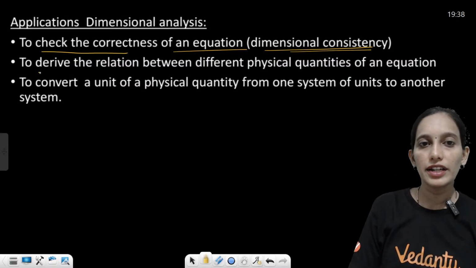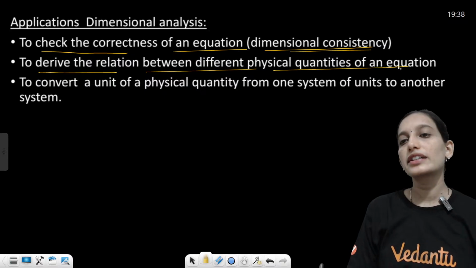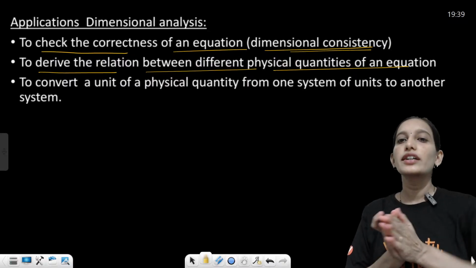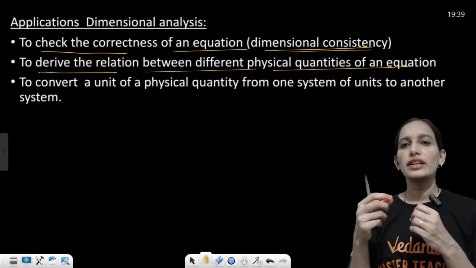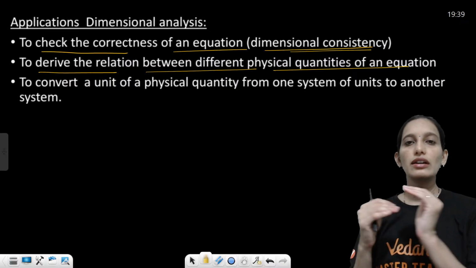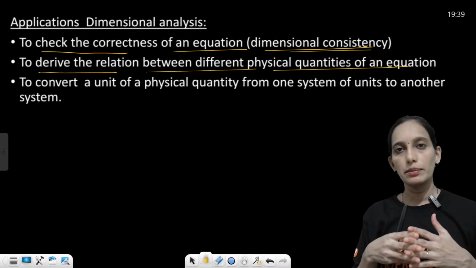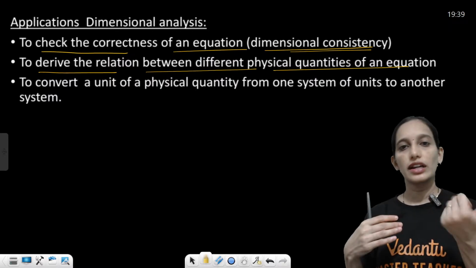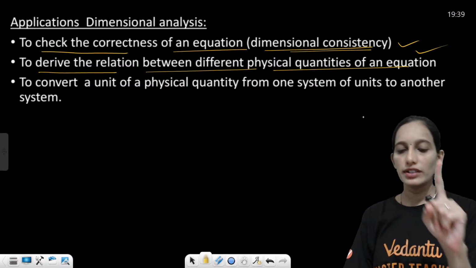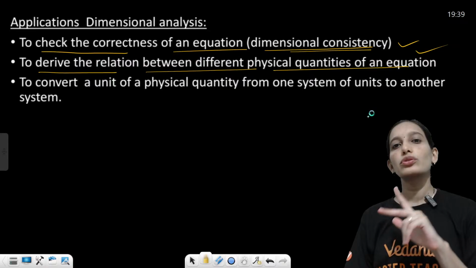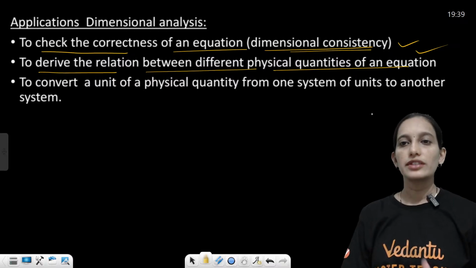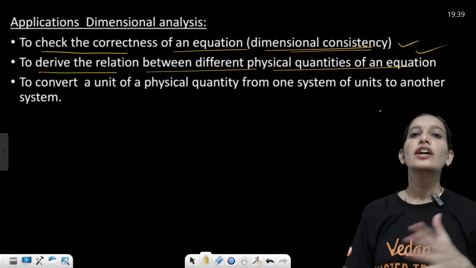The second application is to derive the relation between physical quantities of an equation. If you have to derive the relation between different physical quantities, certain formulas can be derived, which should not involve any addition or subtraction terms. Only if it has a limited number of variables and is in multiplication and division form, we can derive it. We will do one example for both, to check the dimensional consistency and also to derive the relation between different physical quantities. It's nothing but deriving a formula, in simpler words.